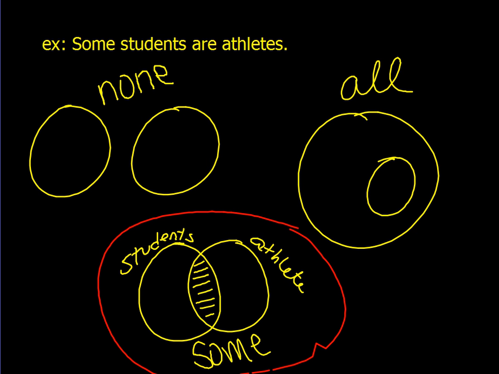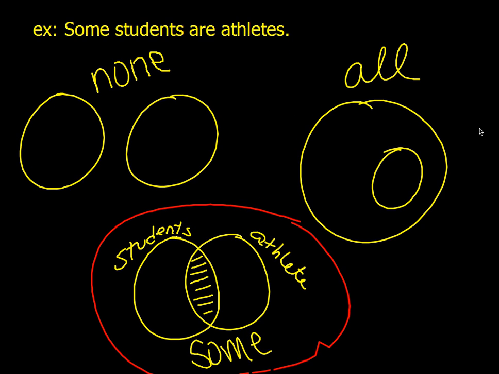If it says some students are athletes, the some Venn diagram is going to overlap. So this is what sometimes looks like. All looks like the circle within another circle. And then none, there will be no relationships. They're not touching.